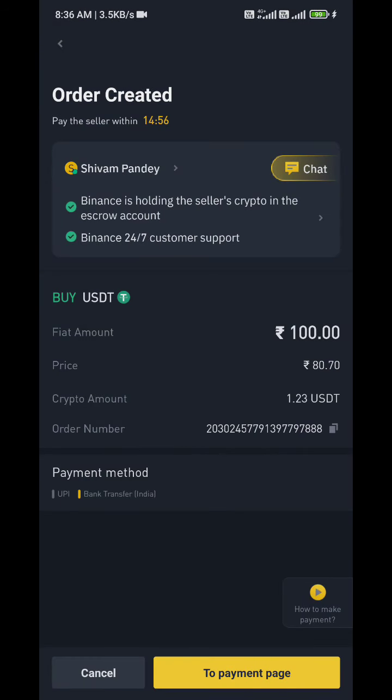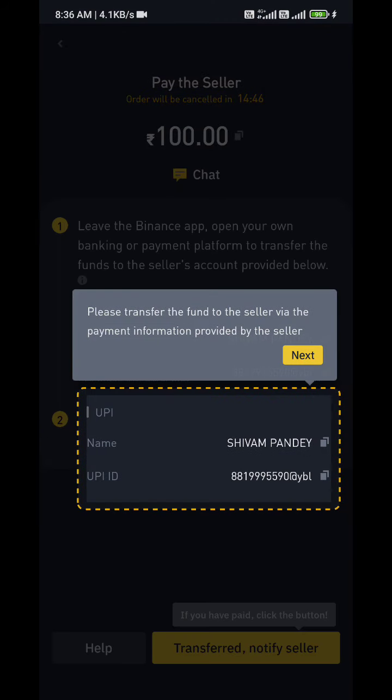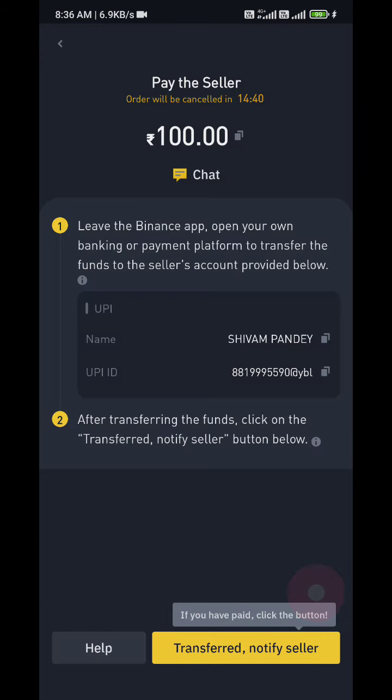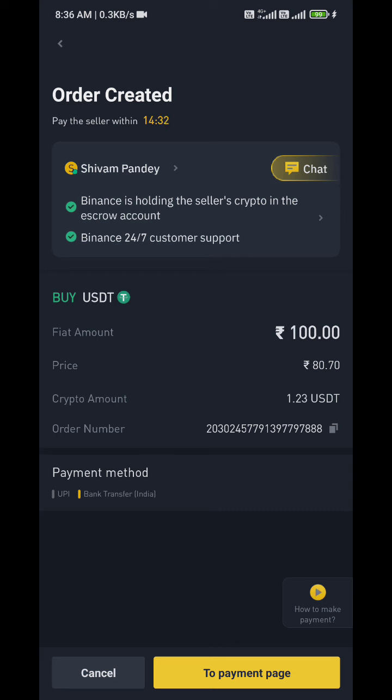The next page is the payment page, UPI or bank transfer. You need to select either one of these payments. So select UPI and send. Next, transfer, notify seller. If you have transferred, just click transfer, notify seller. Once the seller receives your money, he will send the coins within 15 minutes maximum.